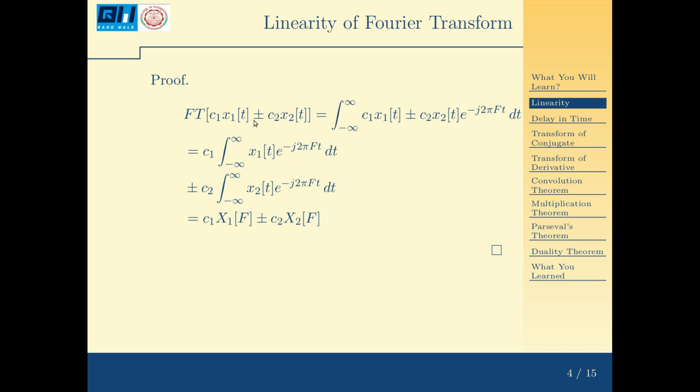The Fourier transform of C1x1(t) plus or minus C2x2(t) is the integral from minus infinity to infinity of C1x1(t) plus or minus C2x2(t) times e raised to minus j 2 pi ft dt. I can split this integral into two. Since C1 is a complex constant, it can be taken out of the integral. That is C1 times the integral of x1(t) e raised to minus j2 pi ft dt, plus or minus C2 times the integral of x2(t) e raised to minus j2 pi ft dt. So the first integral is my X1(f), and this is my X2(f). So this is C1X1(f) plus or minus C2X2(f), and that is how it is proved. It's a simple and straightforward proof.